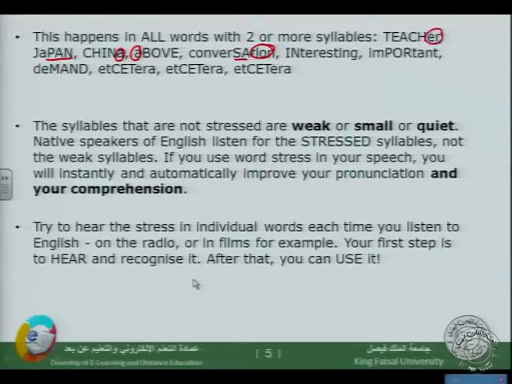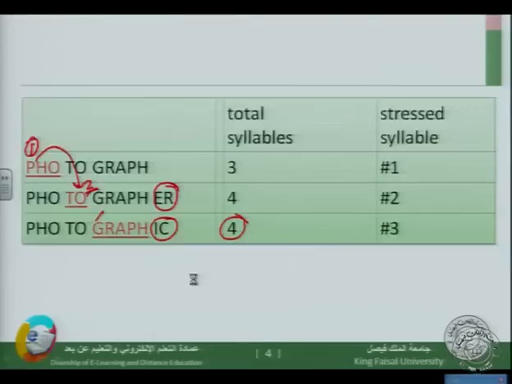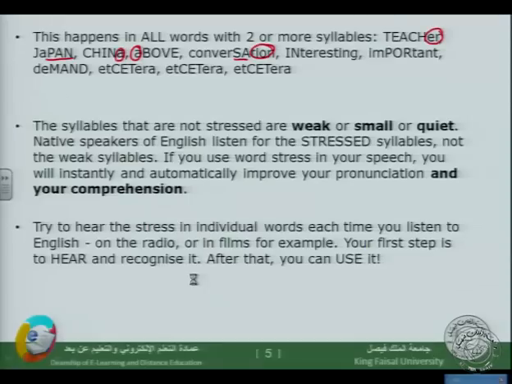Teacher, okay? Demand, etc. The syllables that are not stressed, we call them weak or small or quiet. Native speakers of English listen for stressed syllables, not the weak syllables. So you need to pay attention to this point.